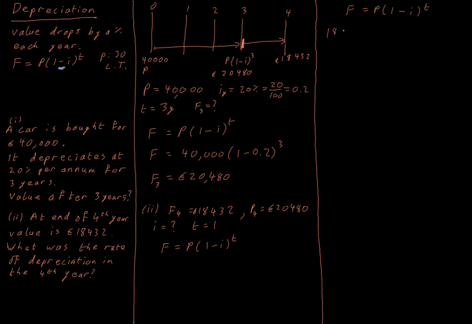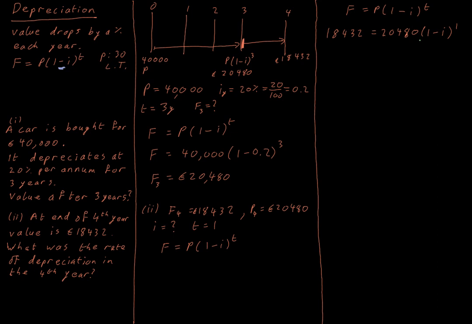So we have our final value, 18,432, is equal to the principal at the beginning of year 4, which is the same as the end of year 3 that we calculated in part 1, times 1 minus the interest rate we don't know, to the power of 1. Now to the power of 1 effectively has no effect. Any bracket written by itself, like x plus 3, is technically to the power of 1. So if we see a power of 1, we don't have to worry about it. It doesn't have any effect. It behaves like a normal bracket.